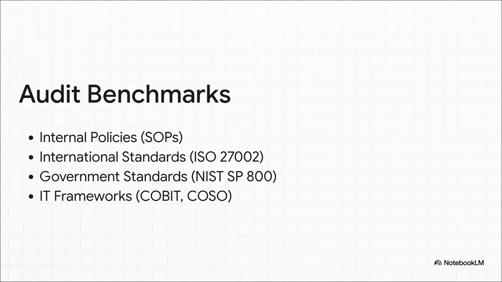Auditors don't just use their personal opinion, that's for sure. They use established benchmarks. This could be a company's own internal rulebook, or it could be respected industry standards. For instance, they might use ISO standards for general security management or NIST frameworks, which are really common in government, or even something like COBIT for IT governance. Each one gives them an objective ruler to measure against.